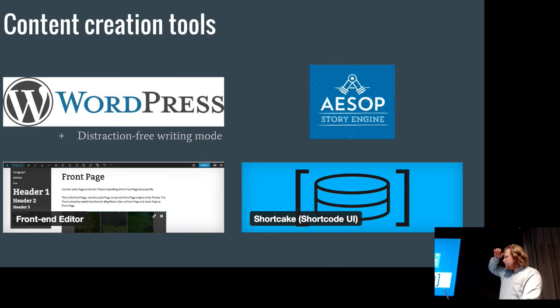So here are a few content creation tools. Obviously, WordPress is a content creation tool, like I mentioned, and you have a distraction-free writing mode. But there's also Aesop Story Engine, which is probably the biggest. They're going very hard at this, doing these cool long reads and having a front-end editor. And then there's a plugin called Front-End Editor, which lets you edit text on the front end of a site. There's also a plugin called Shortcake, which gives you a UI for shortcodes, which is what I'm going to talk about in this presentation.